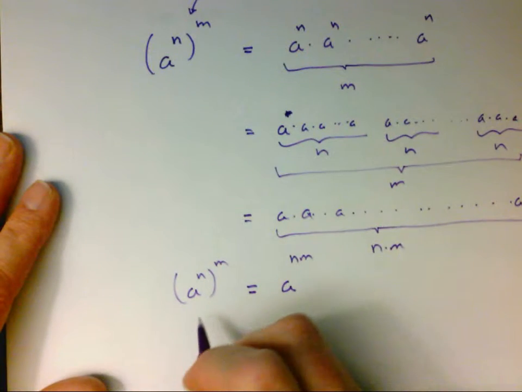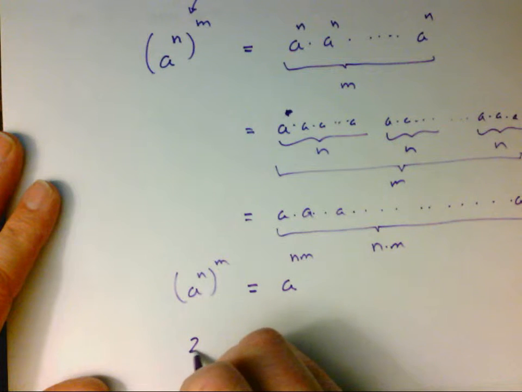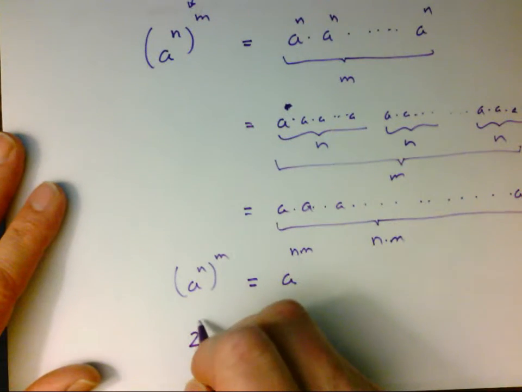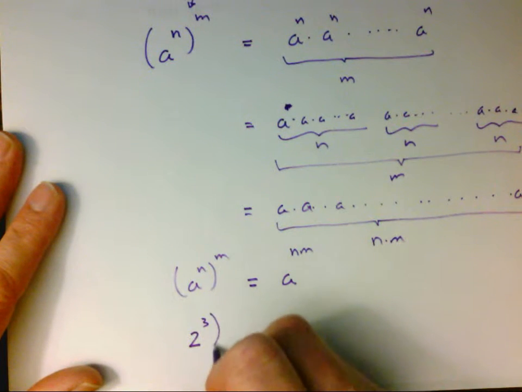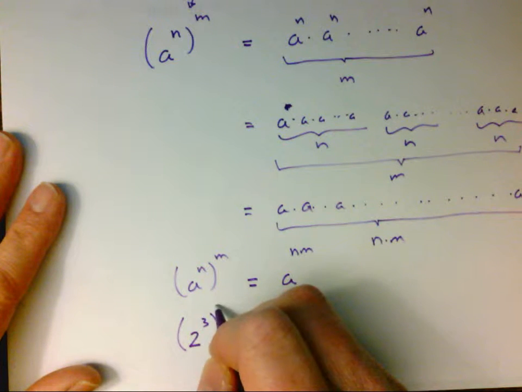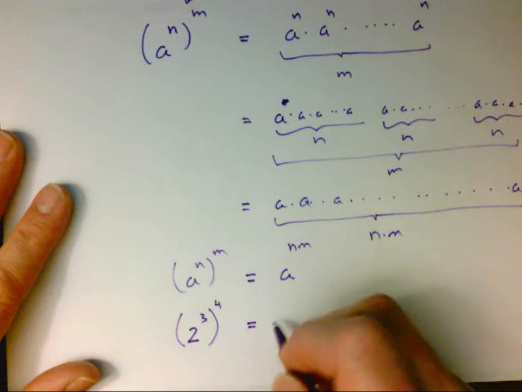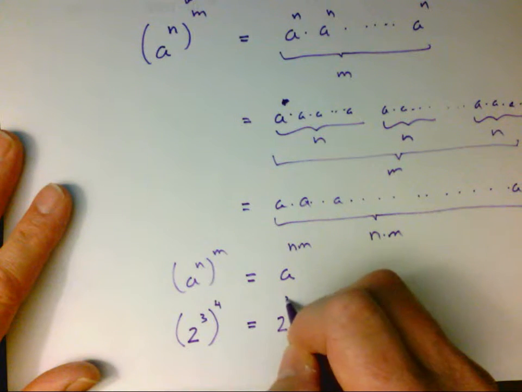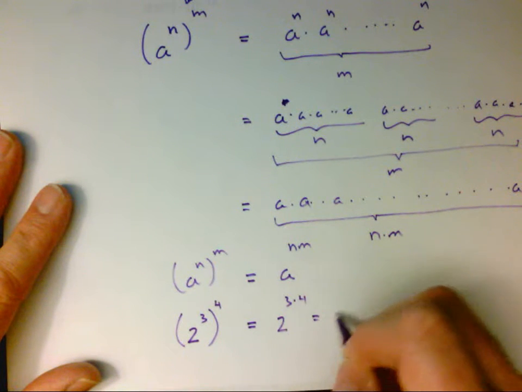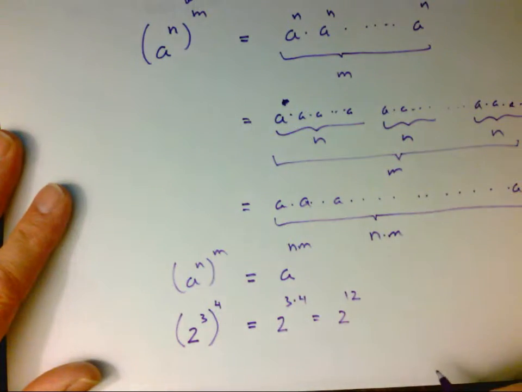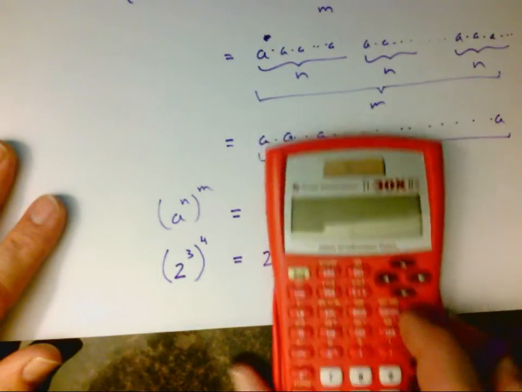So for instance, a really quick example. If you had 2 to the 3, all to the 4, that would be 2 to the 3 times 4. That would be 2 to the 12th. And we could check this on a calculator.